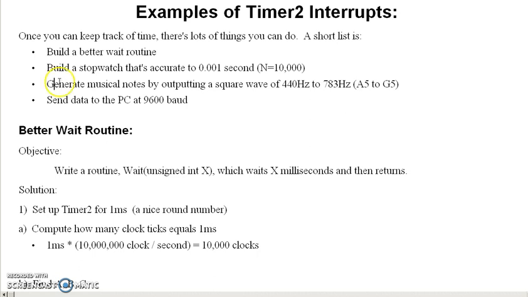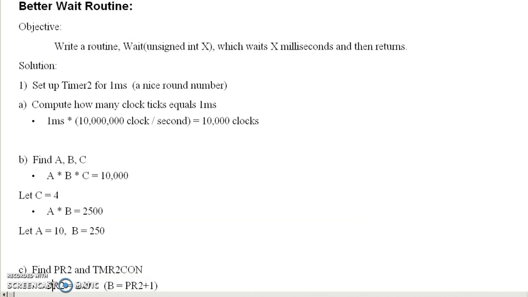To do that, what I'm going to do is set up Timer2 interrupts so that every 1 millisecond, Timer2 is being called. The reason is 1 millisecond is a nice round number. I'll then calculate how many clocks it needs to wait between interrupts, basically what n is. In this case, n is 10,000. 10,000 clocks means 1 millisecond. Find A, B, and C to equal 10,000. One solution is A is 10, B is 250, C is 4.